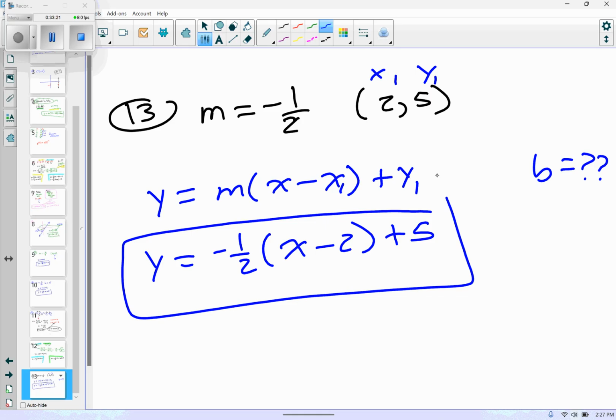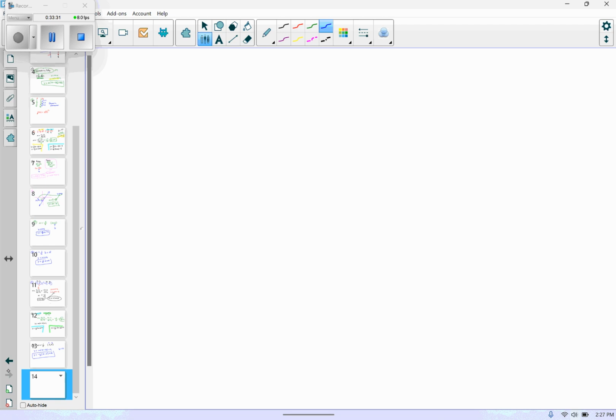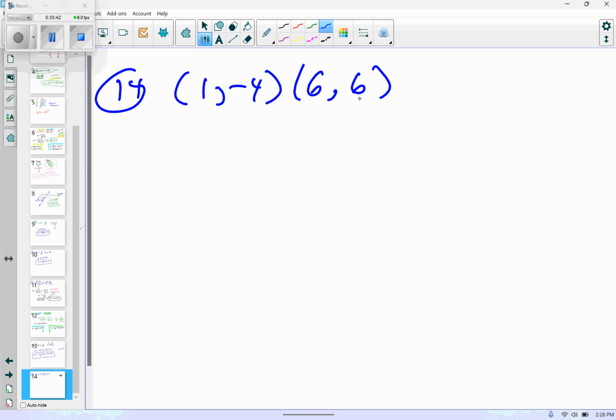14. I have 1 comma negative 4, 6 comma 6. Do I know the y-intercept? No. What should we do first on this problem? Find the M. Good. So number 14. I got 1, negative 4, 6 comma 6. There's no y-intercept in there because I don't have a 0 in the x spot.